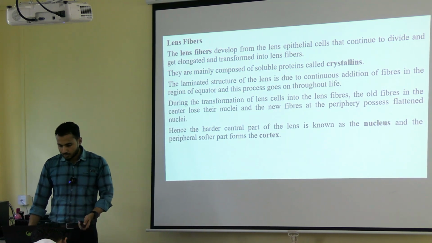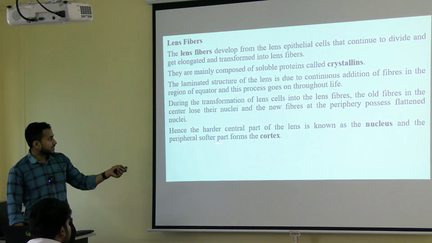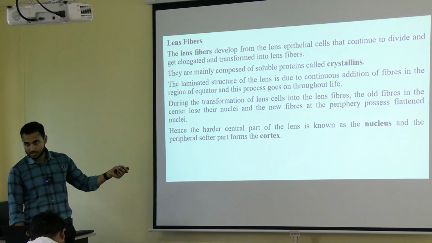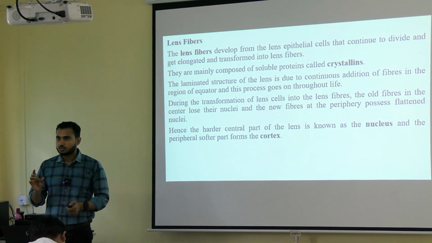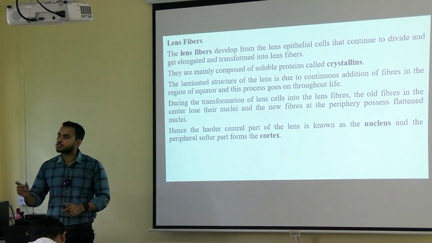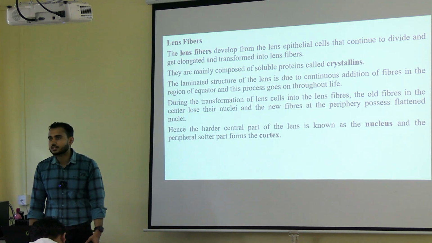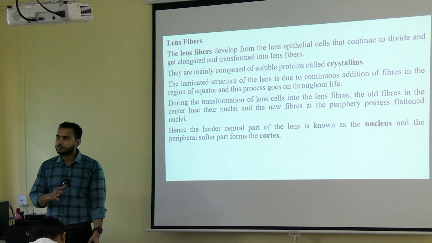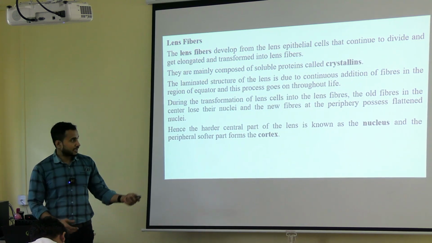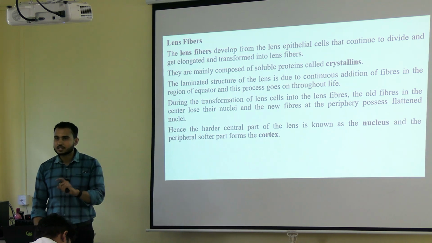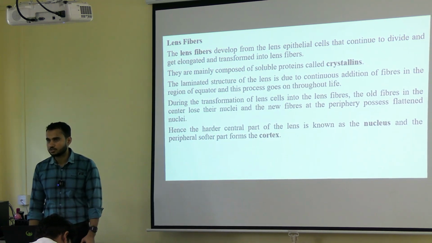Next, the center part of the lens is called the nucleus, and the peripheral part is called the cortex. The peripheral part of the lens is softer, and the central part is harder in nature. What is the reason? Because in the peripheral part, the lens fibers have cell organelles, and in the center part, the nucleus, there are no cell organelles, only fibers made up of that protein. That's why it is harder in nature.